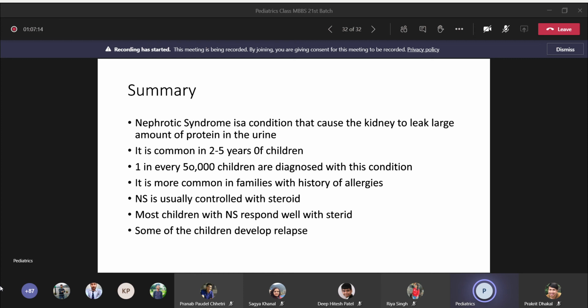Now, let us come to the summary. What are the things we have discussed? Nephrotic syndrome is a condition that causes the kidney to leak large amounts of protein in the urine. The second one, it is common in children of 2 to 5 years. The third one, in every 50,000 children, one is diagnosed with this condition. It is more common in families with a history of allergy. Nephrotic syndrome is usually controlled with steroid. So this is the summary of nephrotic syndrome.